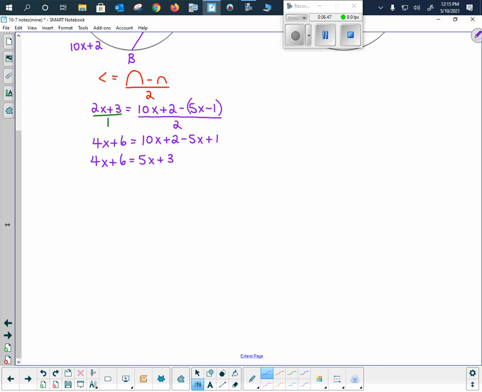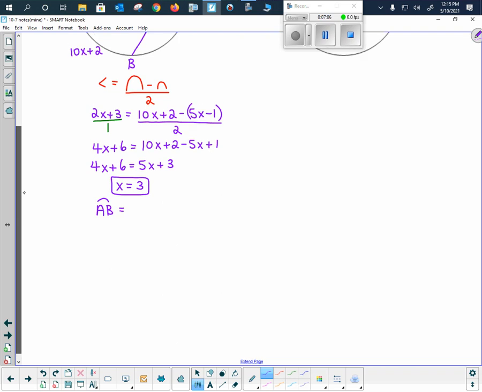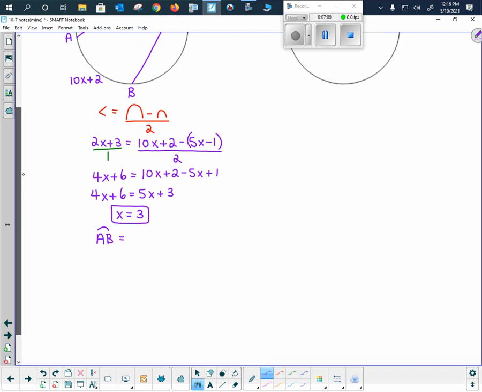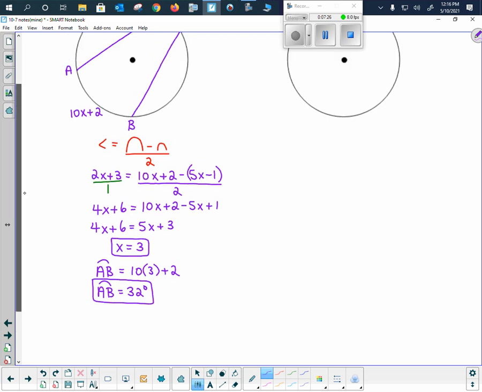All right, if I subtract 4x from both sides, I'll end up with x. Yes, it would normally be on the other side, but I'm changing it around. And if you subtract 3 from both sides, you'll get 3. So x equals 3. Arc AB then, that we're supposed to evaluate. Well, if I go back, arc AB is the one labeled 10x plus 2. So I'm going to have 10 times 3 plus 2. So 30 plus 2, and its degrees will give us arc AB is 32 degrees.